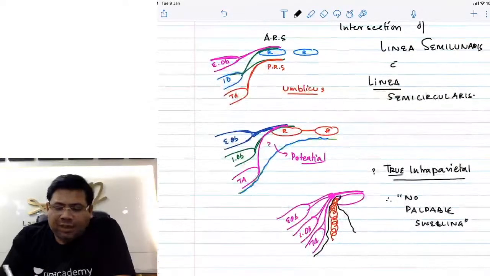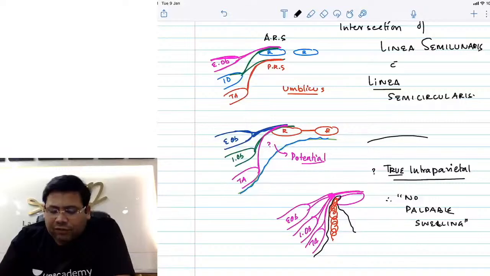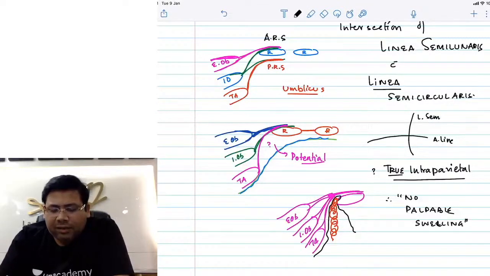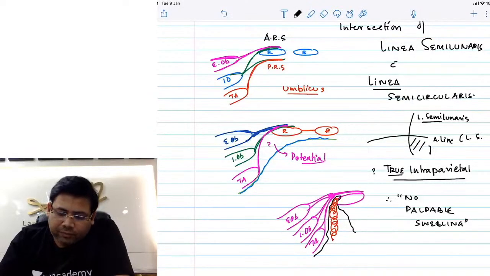So where is it seen? At the junction of the arcuate line. At the point where the arcuate line is intersecting, this is the linea semilunaris, and this is the linea semicircularis. This is the potential defect. Are you getting this or no? So, potential space for defect.